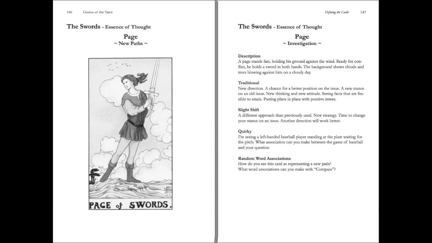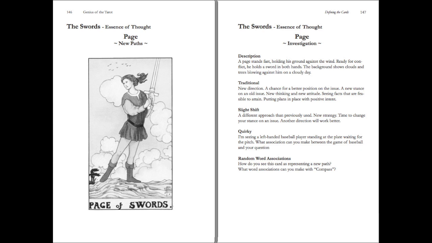I have here written, I'm seeing a left-handed baseball player standing at the plate waiting for the pitch. What associations can you make between the game of baseball and your question? Or you could even say any sporting events or any sporting equipment. If you really want to go into it, you can really open up a wide range of things.